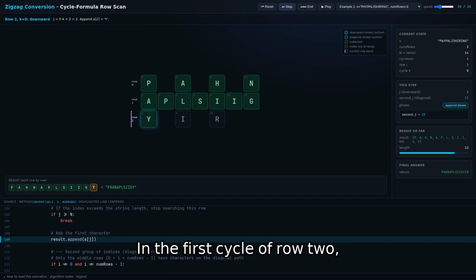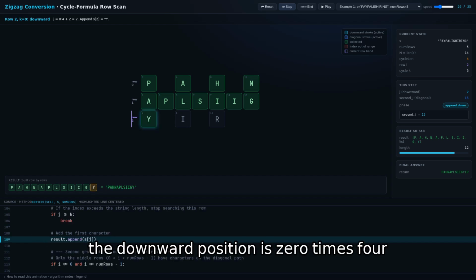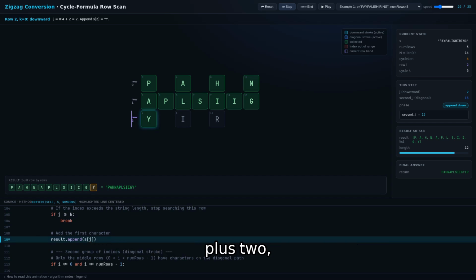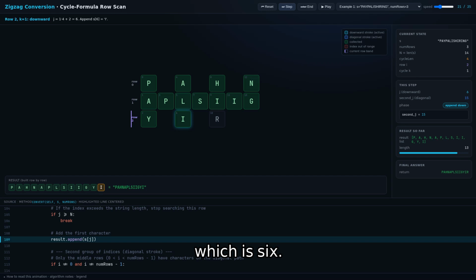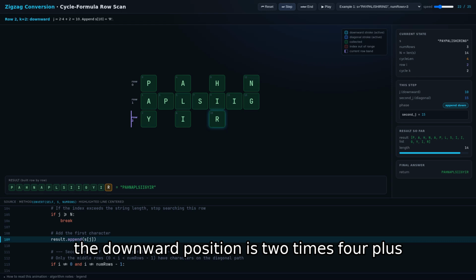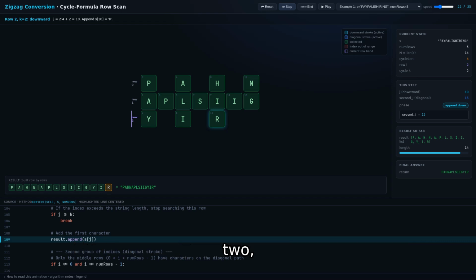In the first cycle of row 2, the downward position is 0 times 4 plus 2, which is 2. Position 2 holds the letter Y, so we append Y. In the next cycle, the downward position is 1 times 4 plus 2, which is 6. Position 6 holds the letter I, so we append I. In the next cycle, the downward position is 2 times 4 plus 2, which is 10. Position 10 holds the letter R, so we append R.